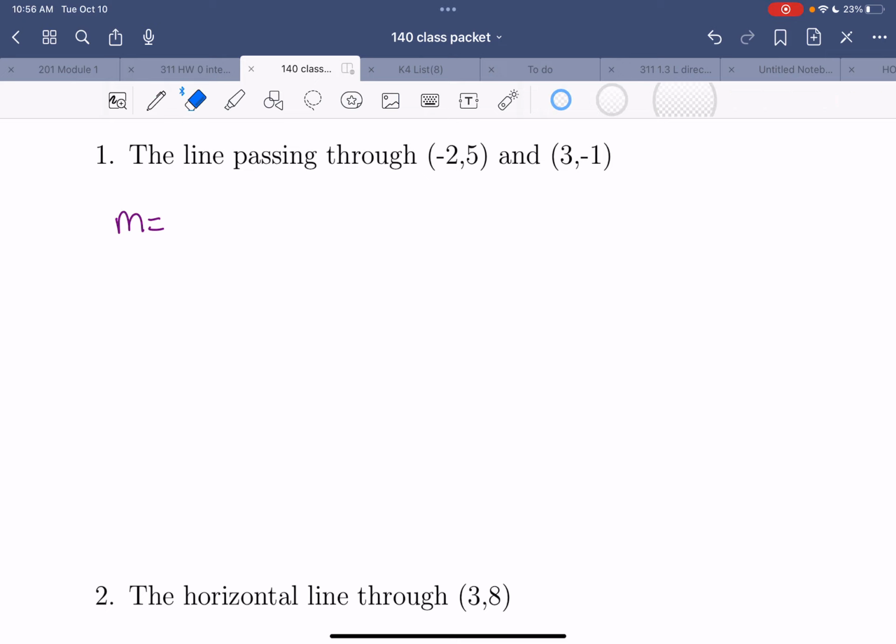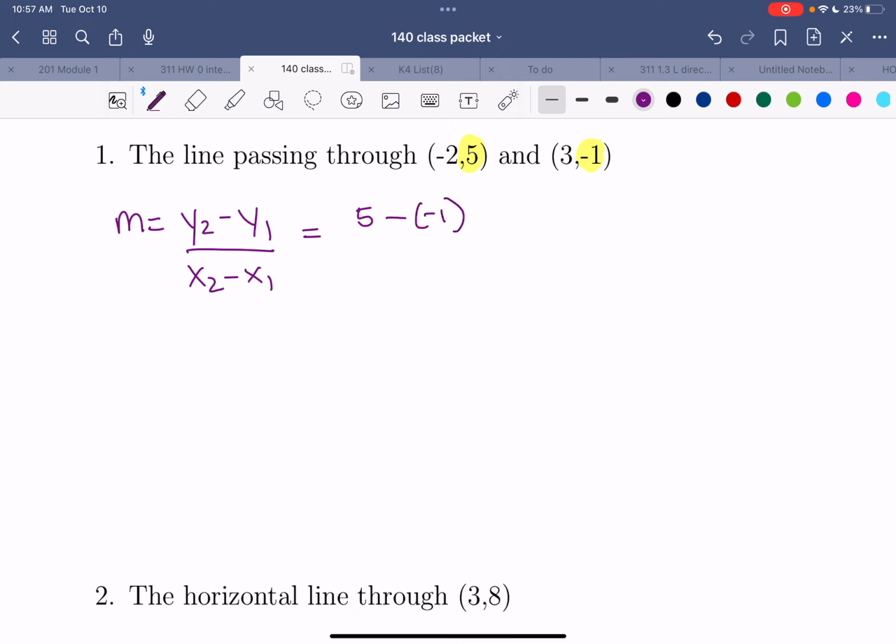So my slope is y2 minus y1 over x2 minus x1. So if I do that here, I want the y's first. It's very important that you maintain the same order here. So if I do 5 minus -1, then when I go to do my x's, I have to start with the same one that matches 5. So the -2 is with the 5, so I have to start with the -2 minus the 3. Watch your negative signs here. This is very easy to mix up. This one will become plus, right? So this becomes 6 over -5. So -6 over 5 is my slope.